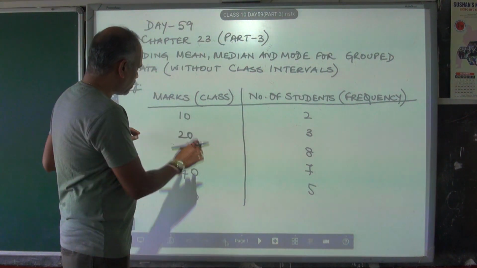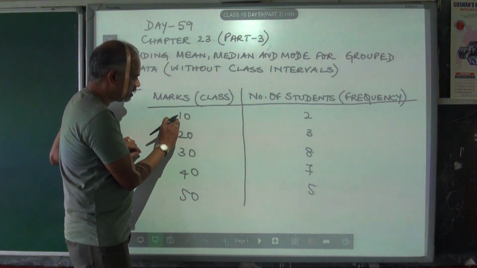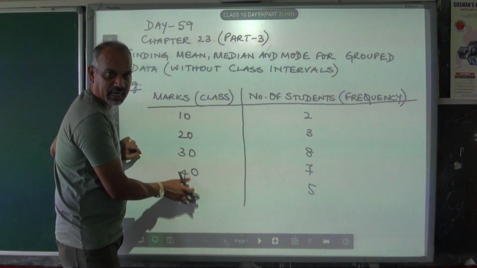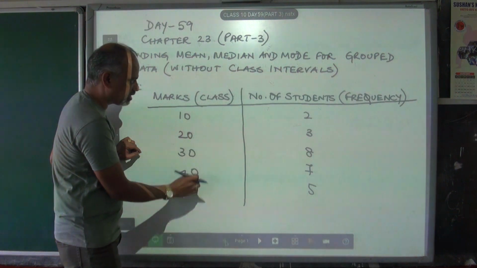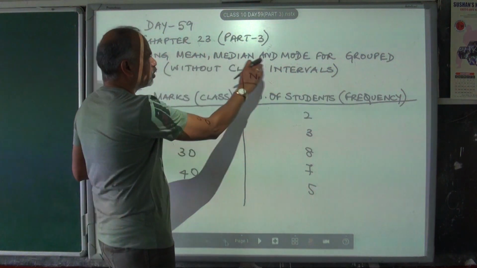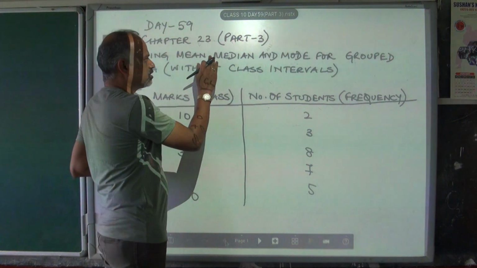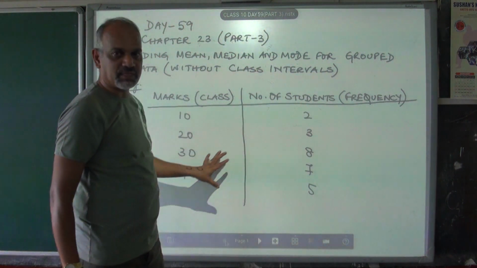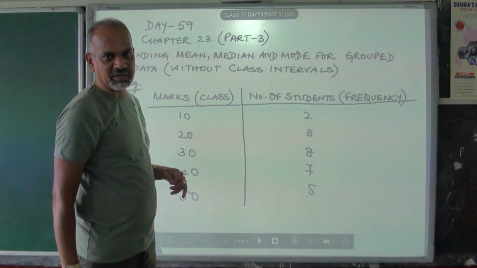If you look at this first column, it's just written class, not class interval. It's not from 0 to 10, 10 to 20, 20 to 30 and so on. Those are class intervals. Here there are no class intervals. Just one single value is given, that's why it's called class. For these single values, that is group data without class intervals, we are going to find three things: mean, median and mode. Now this is always given in the form of a table. You have to use this table and do certain calculations.